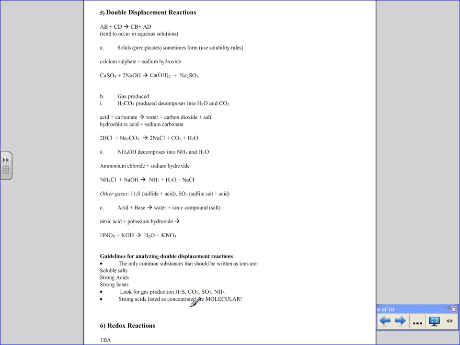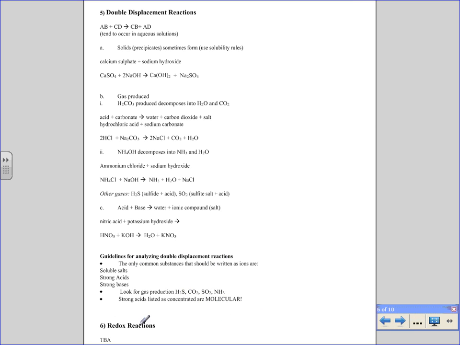And then the other little tidbit is that anytime a strong acid is listed as concentrated, you need to treat it as being molecular. So something like H2SO4, if it's really concentrated, there's virtually no water, so there's nothing for it to dissociate into. There's nothing for it to break up into its ions, so it's considered molecular. So the formula that you would use is simply its regular formula rather than its ionized version.